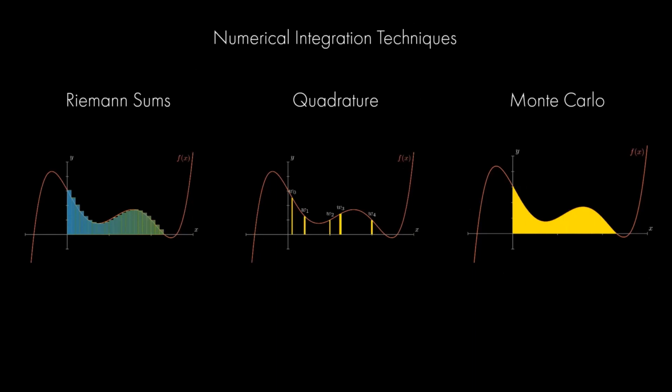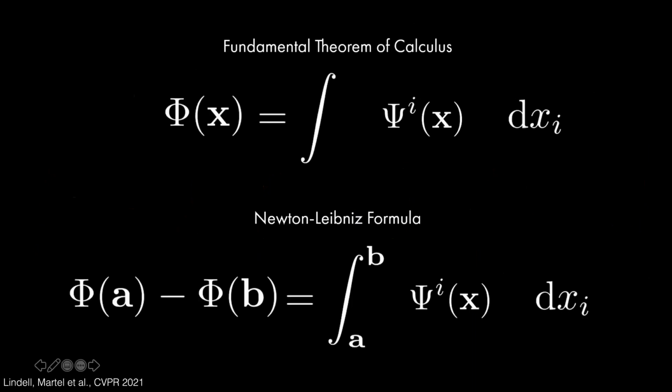So the inefficient part about this is the number of times you need to sample. Okay, so an idea that we came up with, which we called AutoInt for automatic integration, was to build on the fundamental theorem of calculus. And this is a pretty straightforward rule that you may remember from high school.